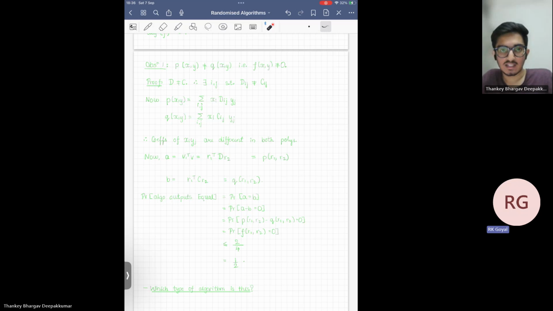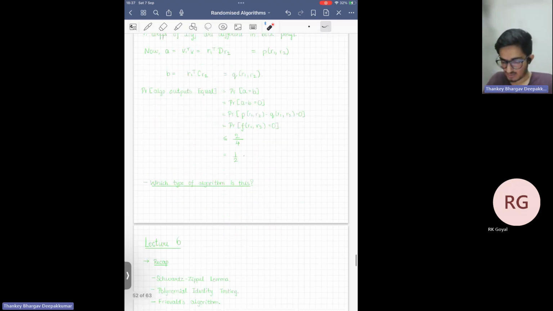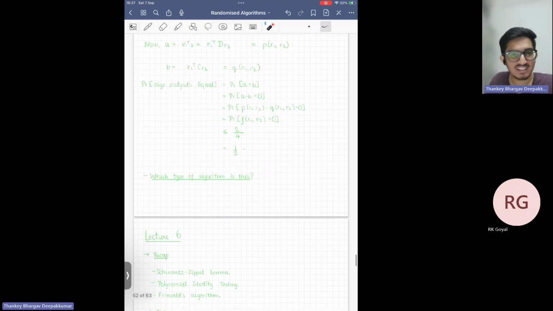But this algorithm only tests whether the given matrix is the same as the product of the two matrices or not. Probably we do not have an algorithm to compute the product as such. If you had something, then the deterministic algorithm itself would work, right? Okay, before we end, which type of algorithm is this? Monte Carlo. Again, one-sided error, right?